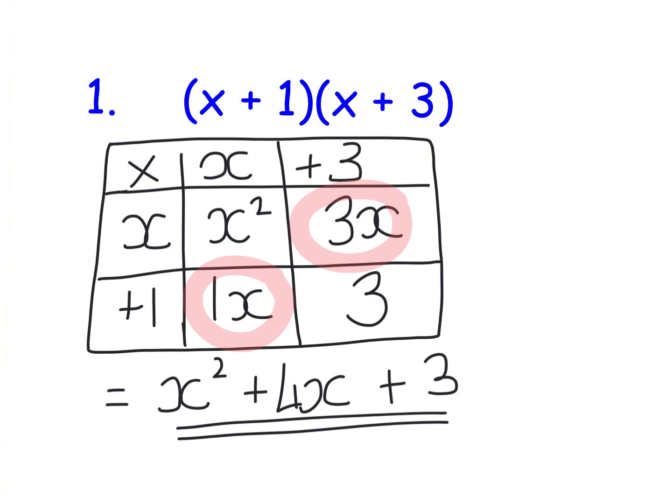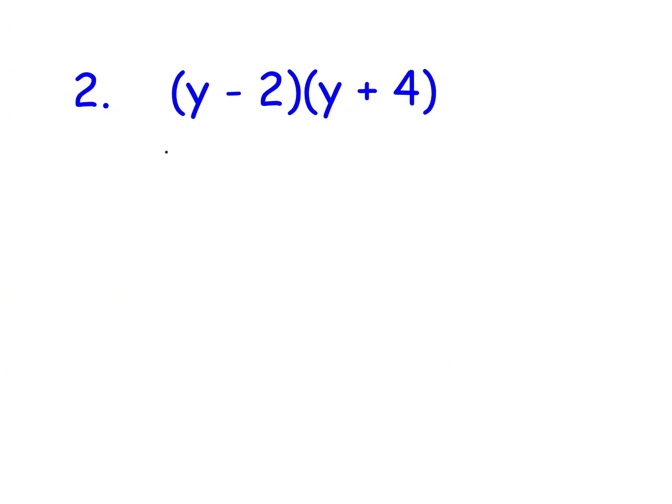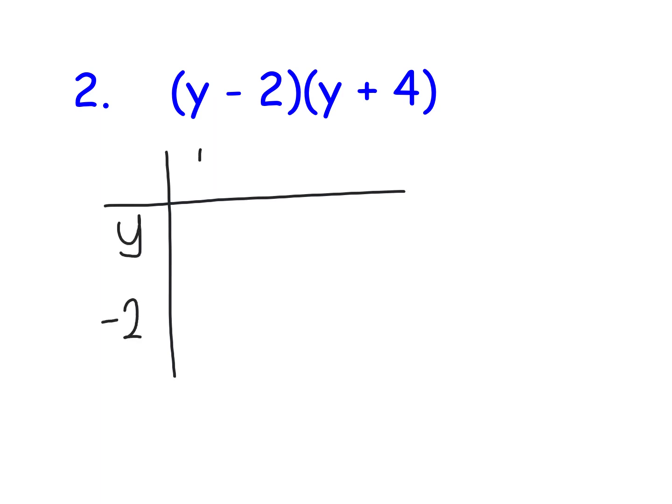It's going to get slightly trickier because there's going to be some negatives coming into things now. So on the next one, we're going to just draw two lines. I'm going to put my first bracket down the way, so y minus 2, and my second bracket along the top, so y plus 4. And we've just spread it out a wee bit. Now my first thing I'm going to do is y times y, so that gives me y squared.